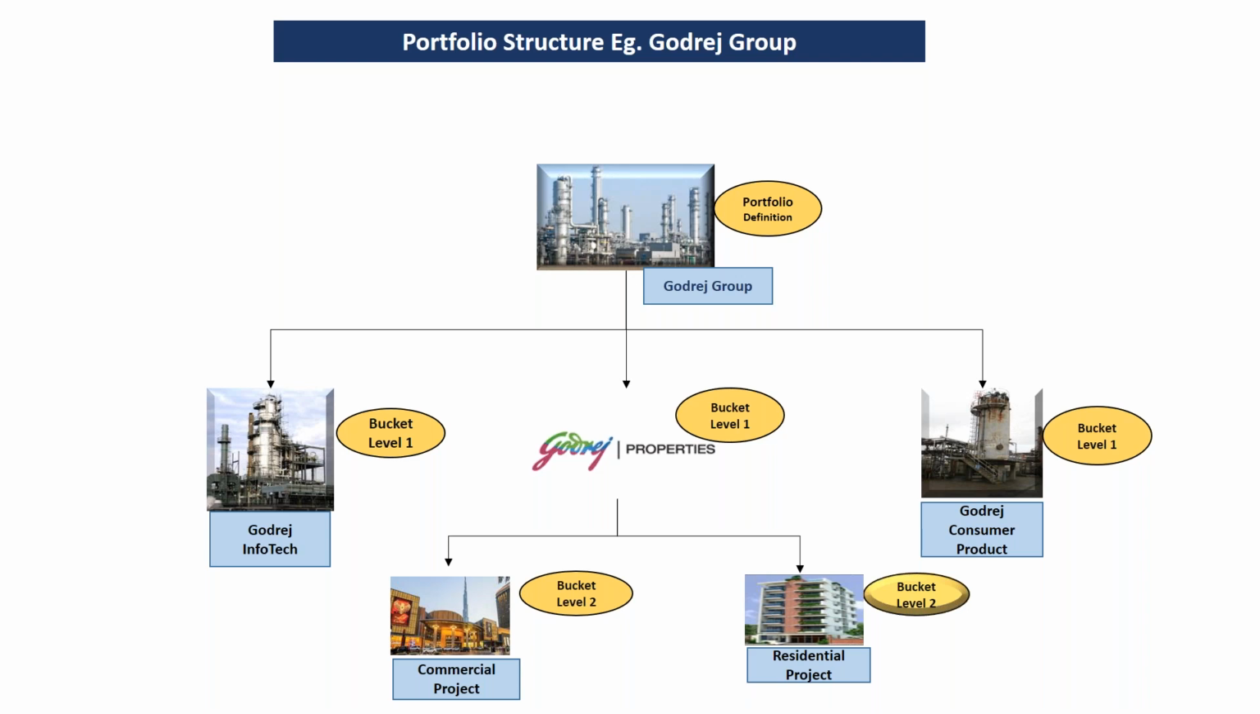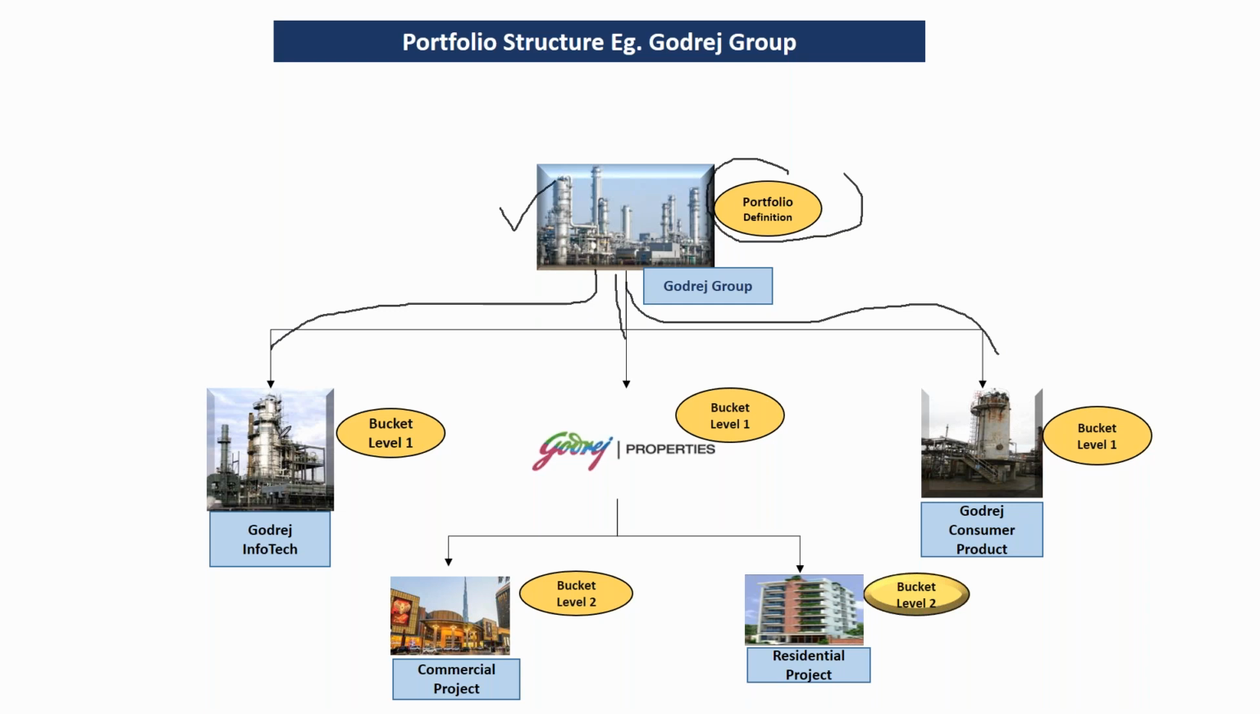The portfolio definition provides the umbrella for all the objects which will be created in upcoming business processes and transactions. Whatever functionality you apply on the definition will be copied to its subordinate objects also. So it is the umbrella where all the functionality is kept. In this example, let's say a portfolio for the Godrej group. This Godrej group we have created as a portfolio definition, and in the next level we can create buckets.